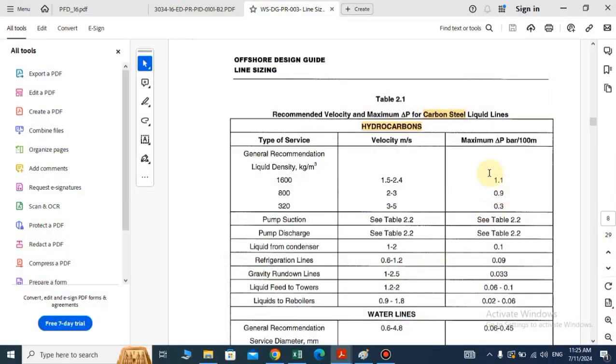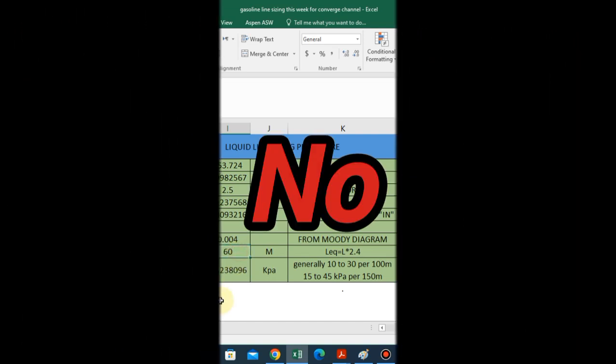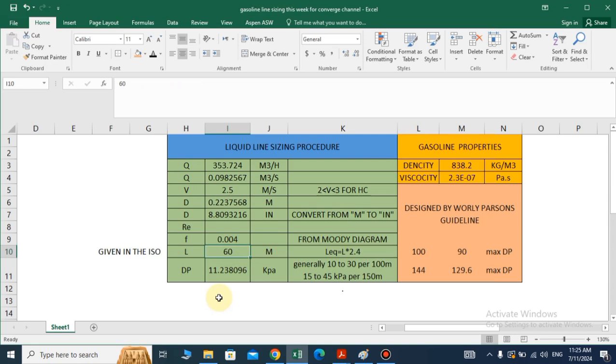So let's get back to the design practice, which says for 100 meter of pipe we have a maximum differential pressure of 19 kPa or 0.9 bar. So what do you think? Is this calculation correct? No, absolutely it's not, because we haven't considered our fittings.